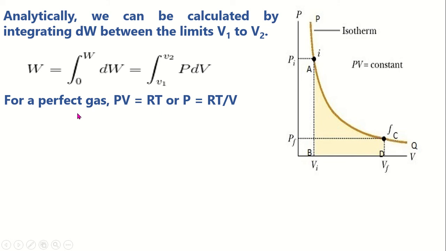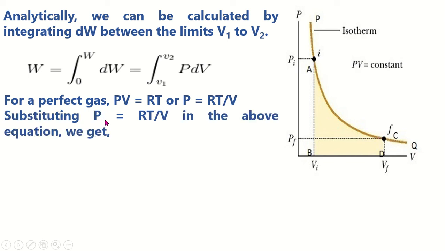For a perfect gas, PV equals RT. That is, you know from Boyle's law, that Boyle's law always holds. An isothermal process always follows Boyle's law. That means it follows PV equals constant. So we can write PV equals RT. From here, we can write P equals RT by V. Now, we will substitute this value in the above equation. Then we will get W equals the integration from V1 to V2 of RT by V dV.